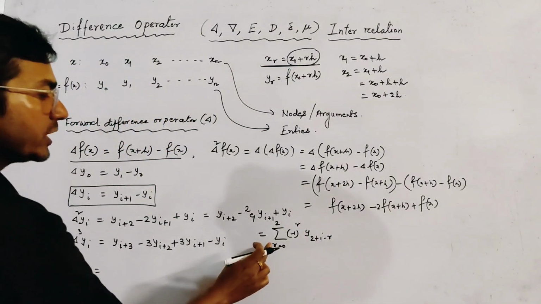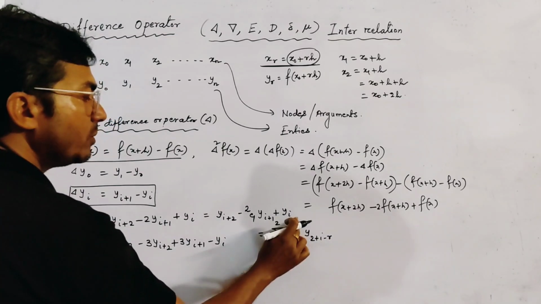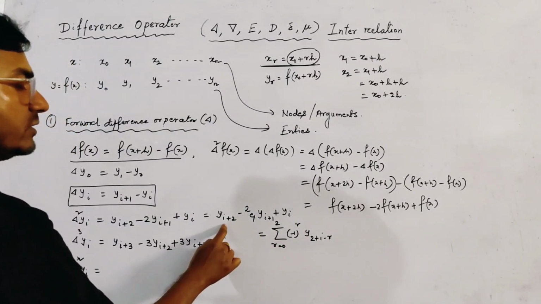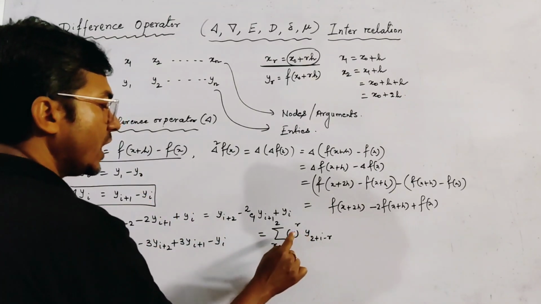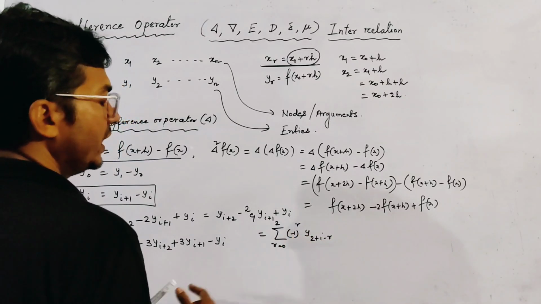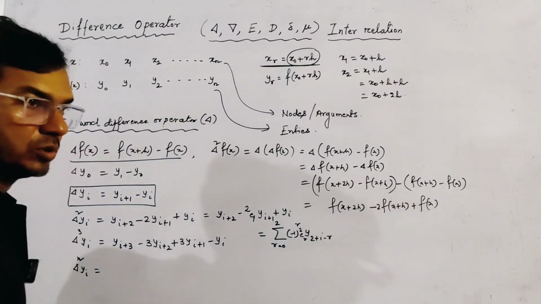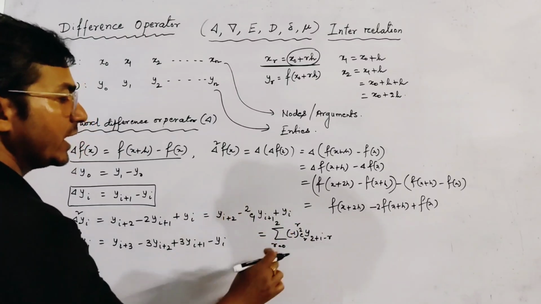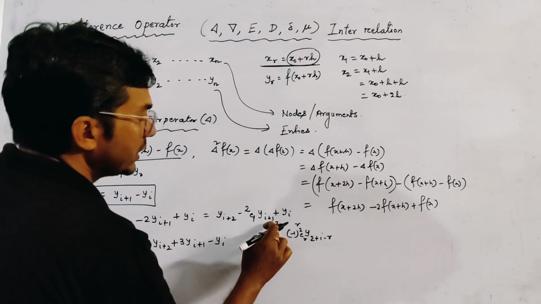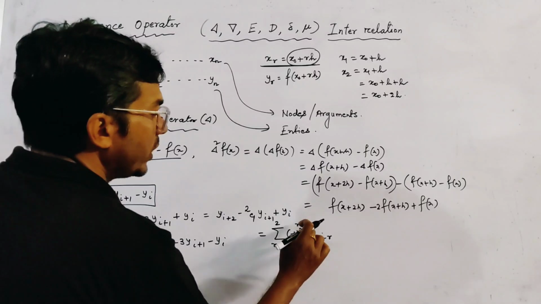If we put r equal to 0, then minus 1 to the power r is plus, and this is yi plus 2, the first term. Putting r equal to 1, we get yi plus 1 and this is minus. This is 2cr also, because the first term is 2c0, the second term is 2c1, and putting r equal to 2 we get 2c2 and minus 1 to the power 2 into yi plus 2 minus r.